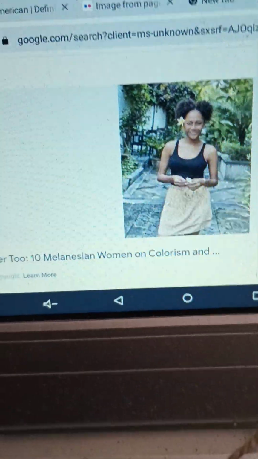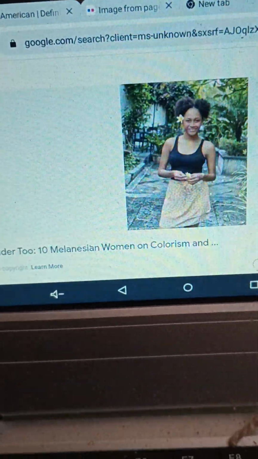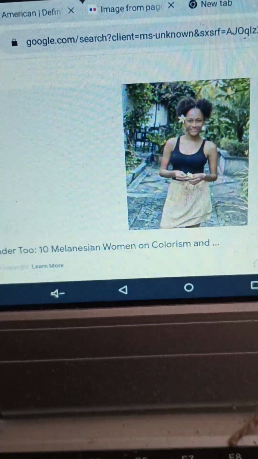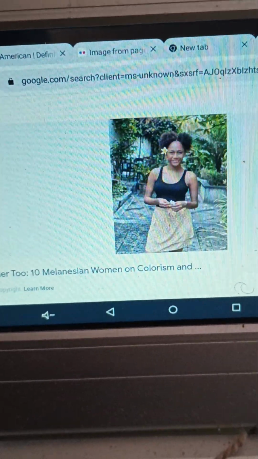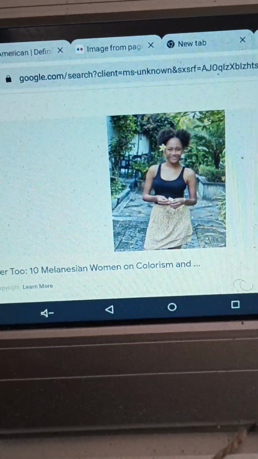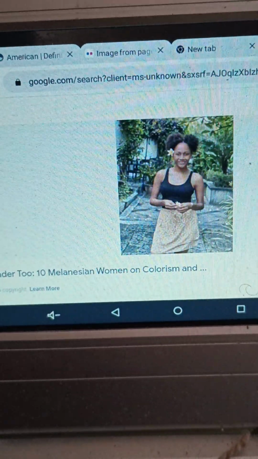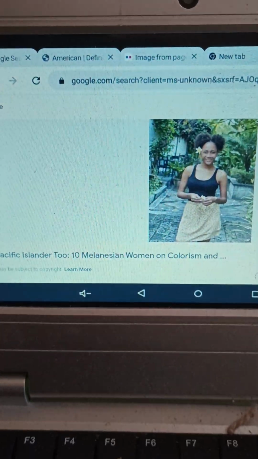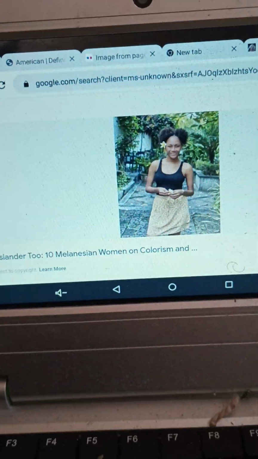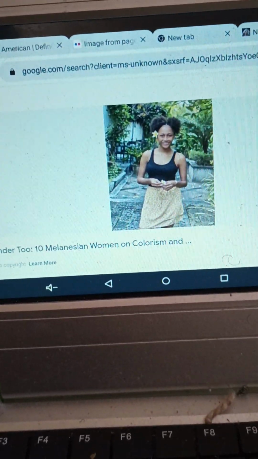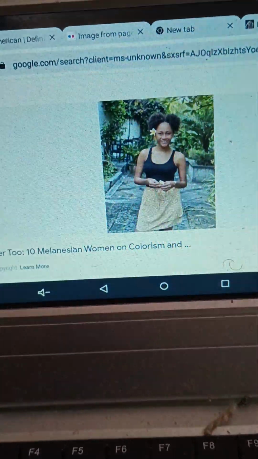A Melanesian woman. Melanesia is a group of islands in the Pacific Ocean. The Pacific Ocean is vast, so it would take considerable skill, not to say that people did not have it, but it would have taken considerable skill to cross from the Pacific Islands to North America however long ago. And they're not showing any evidence of a crossing of people from Melanesia to North America.